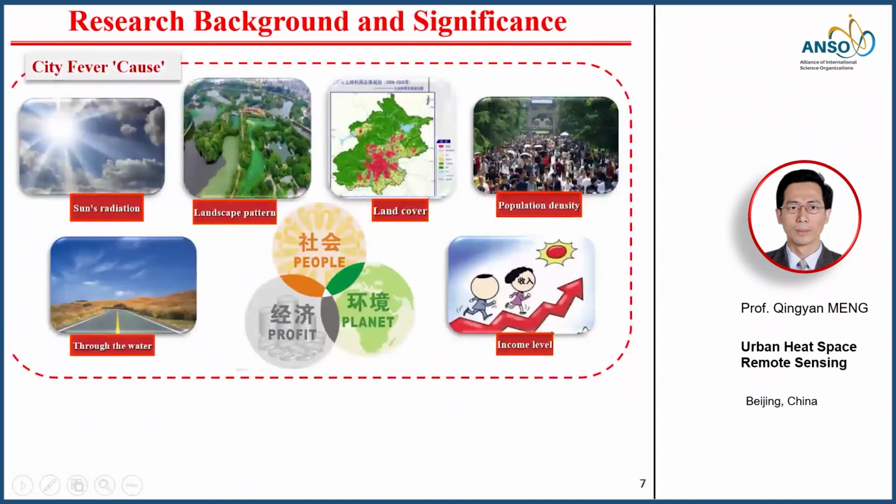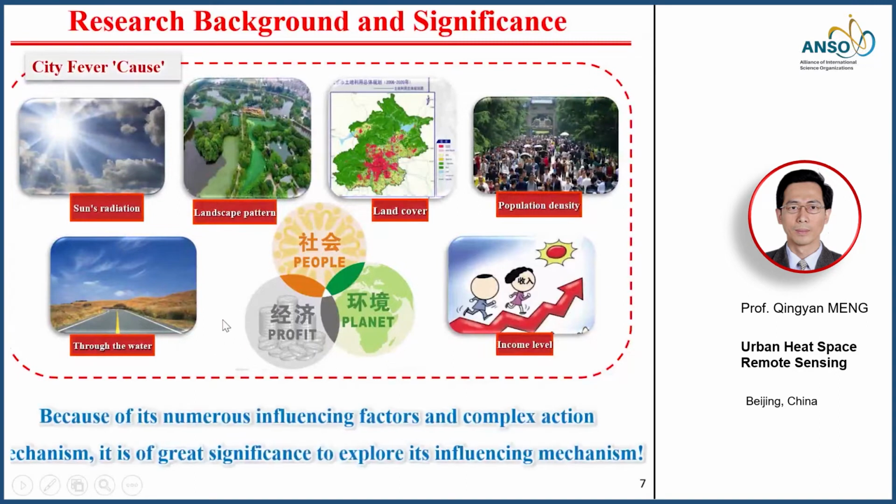Okay, and for urban fever, there are many reasons. For example, the sun's radiation, the landscape patterns, the land cover, the population density, and even some socio-economic factors, for example, the urban breeze intensity, the buildings, periods, and something like it. Because of the numerous influencing factors and very complex action mechanism, it is of great significance to explore its influencing mechanism. It's very complex, but very valuable and interesting.